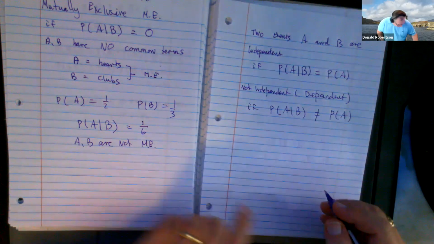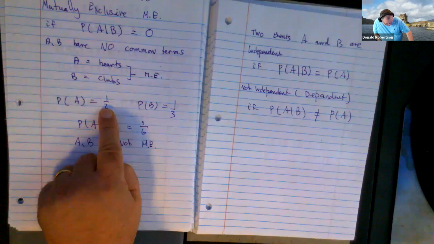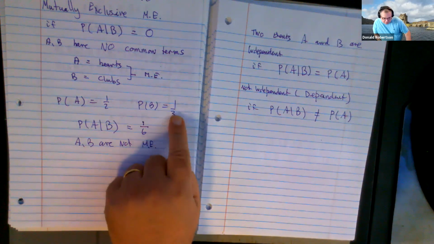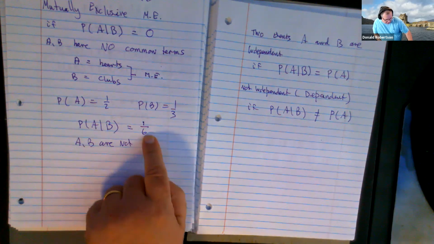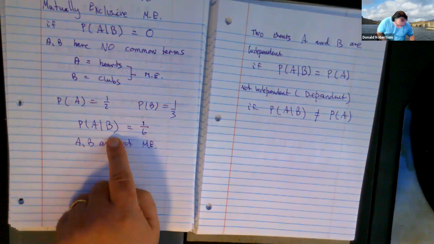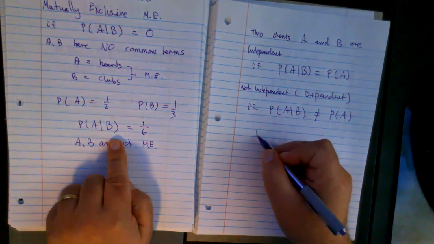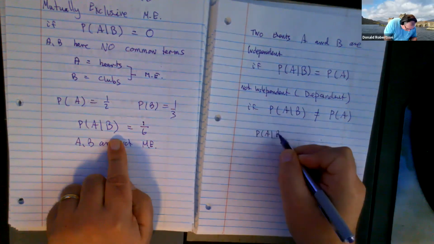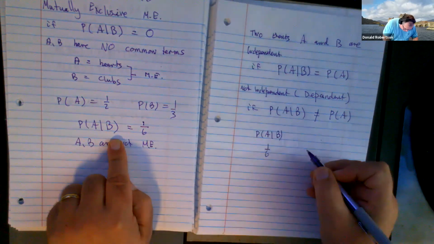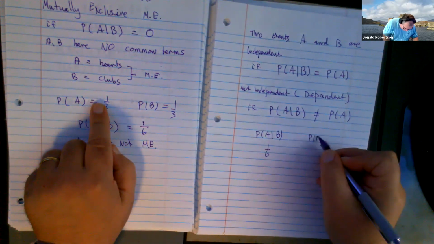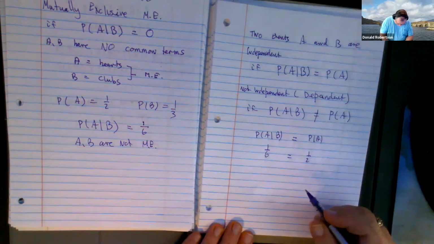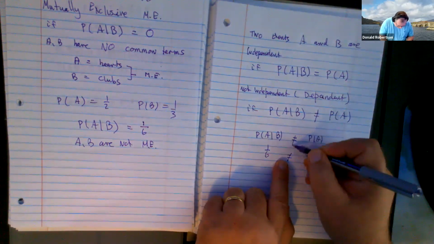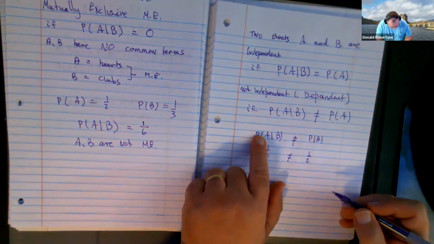So back to this story. Do you see how the probability of A was a half and the probability of B was a third? And I told you that the probability of A given B was a sixth. What can I tell you? Well, the probability of A given B is a sixth. The probability of A, because you were told, is a half. Are they equal? Obviously not. What does that tell me? It tells me that A and B are not independent.